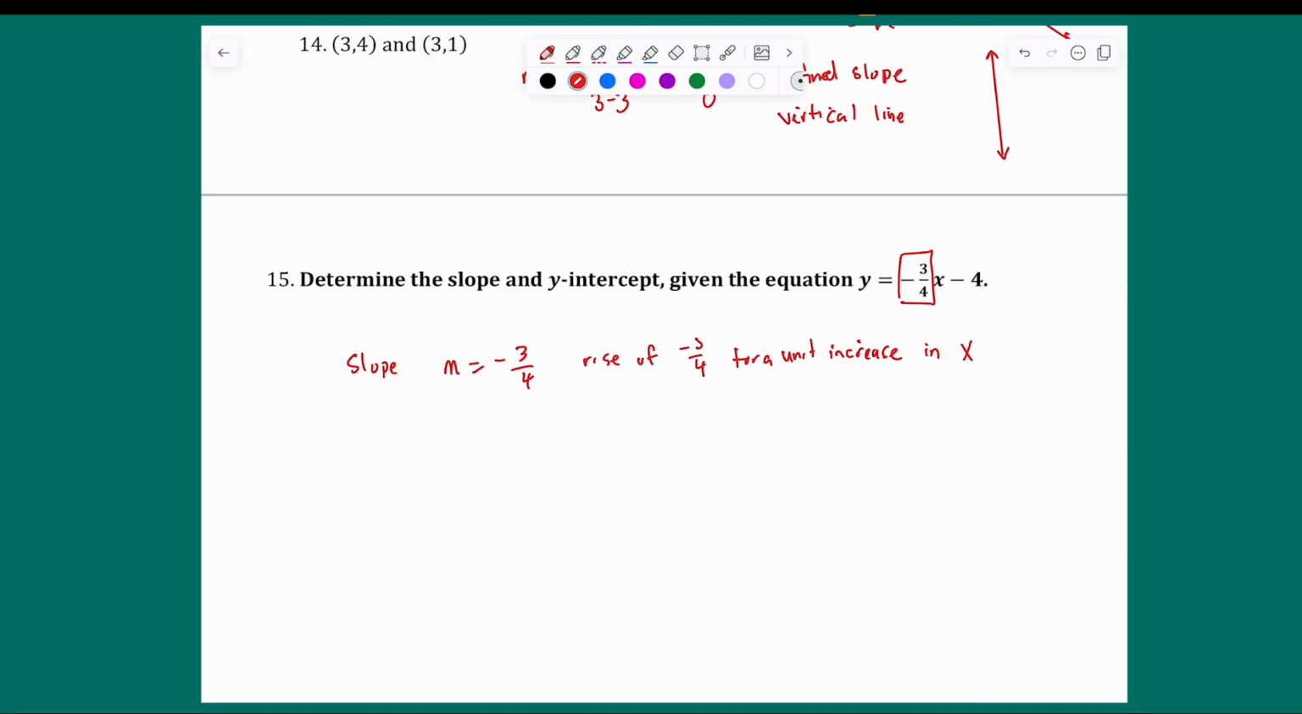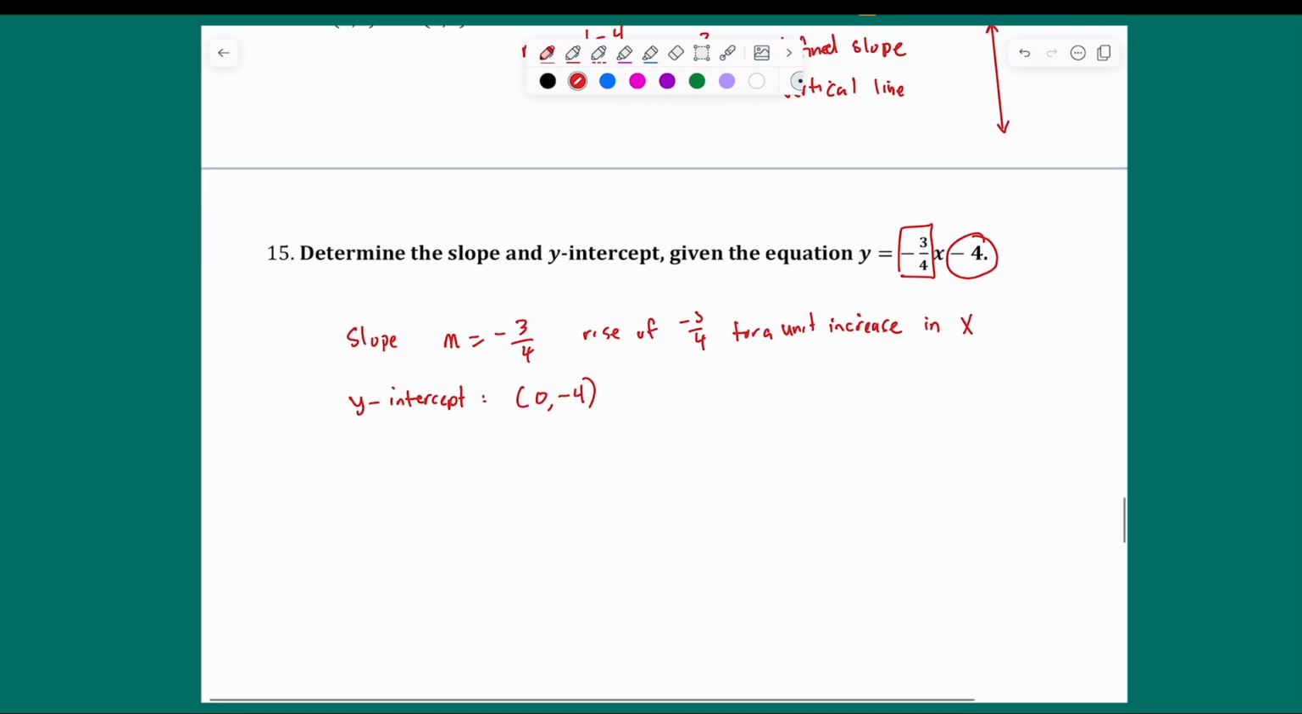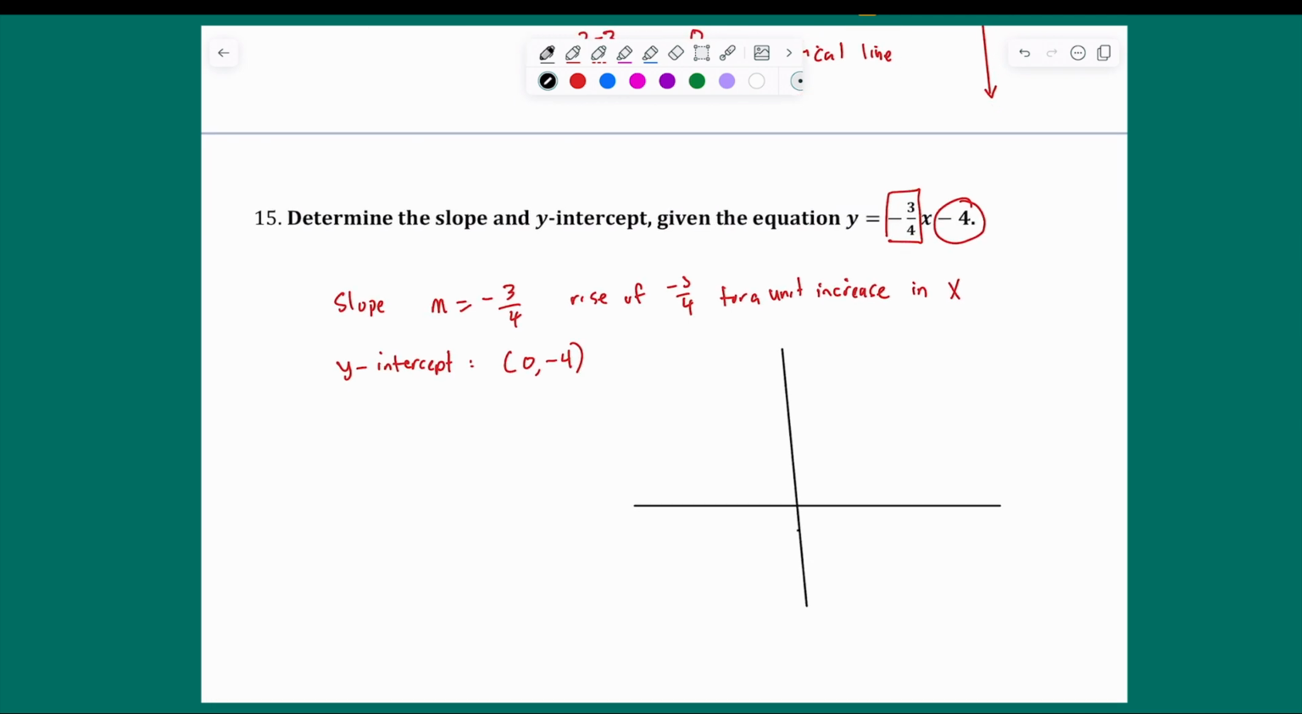And then the y-coordinate of our y-intercept has the value, not the x value, right? The number. So the y-intercept there always has an x-coordinate of 0 and a value of negative 4. And if you wanted to graph this line quickly, we could give a little sketch of this. It might look something like this here.